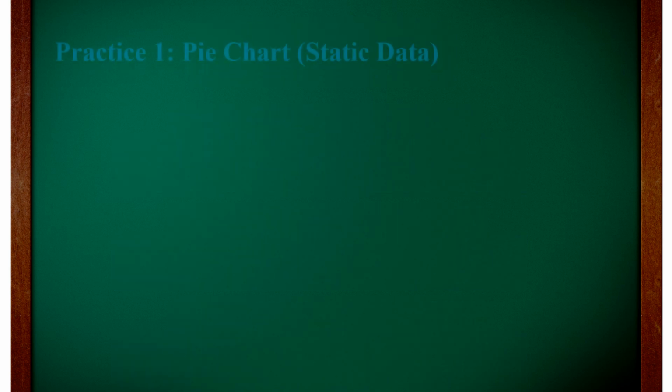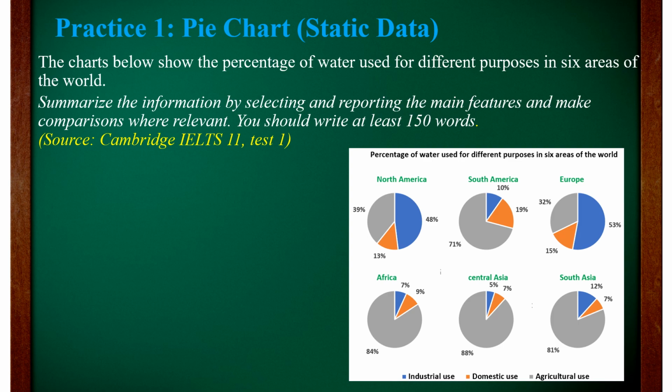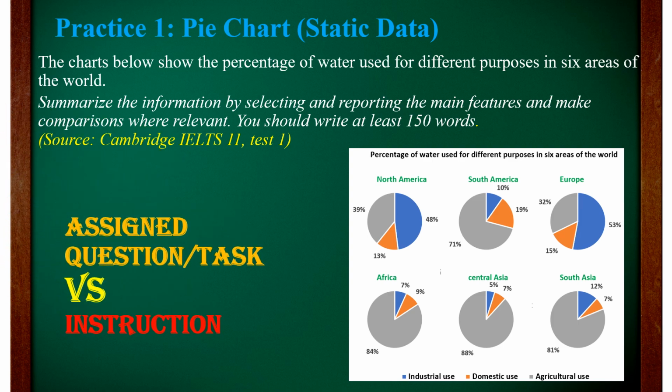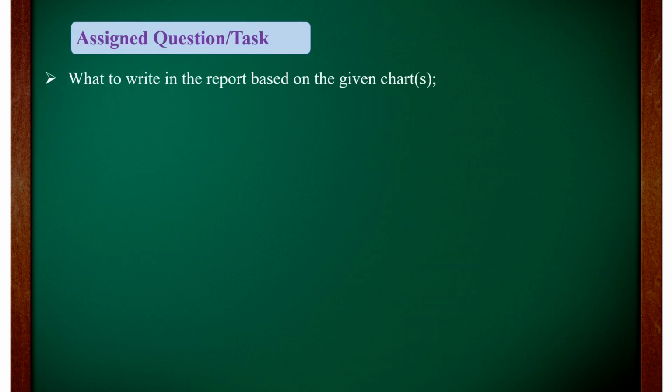Now let's have a look at practice 1 pie chart. In this section, I would like to share with you guys how to distinguish between assigned question or assigned task and instruction. Firstly, the assigned question or assigned task is what you are expected to write in the report based on the given chart. Generally and as always, the assigned question is located above the instruction. In the exercise, it's located at the first sentence as you can read.